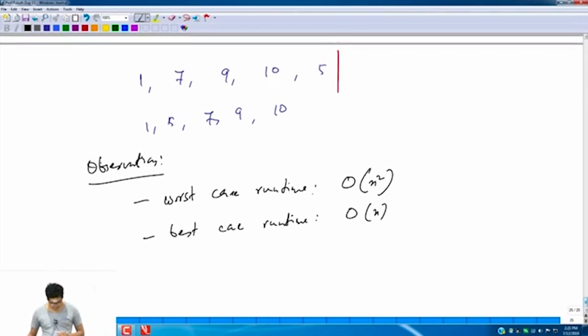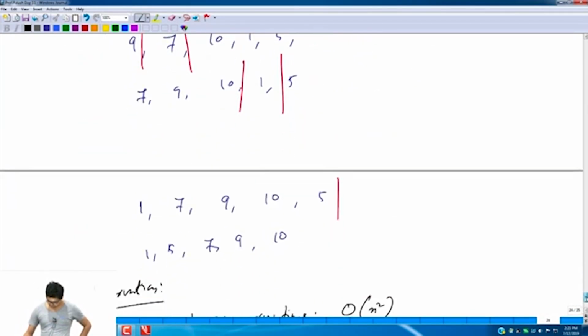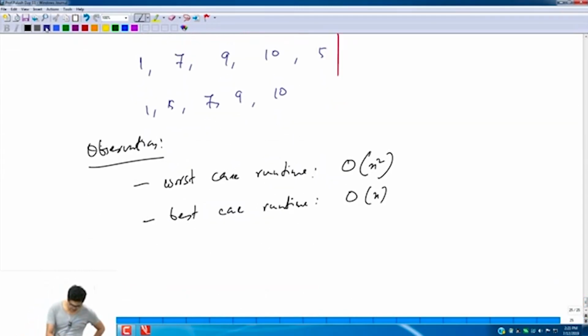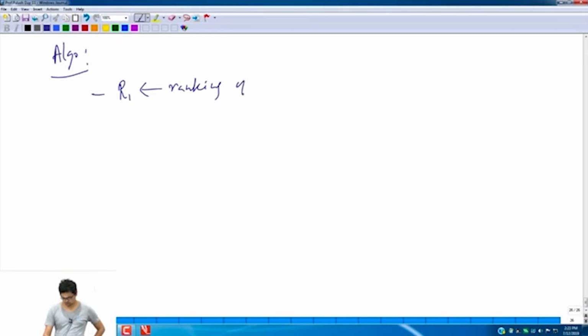Okay, now let's come back to our algorithm. If the persons can only be accessed sequentially, here is the algorithm. Let me write the algorithm first and then let me explain. So let R1 be the ranking of oracle 1. So maybe for this, use merge sort.